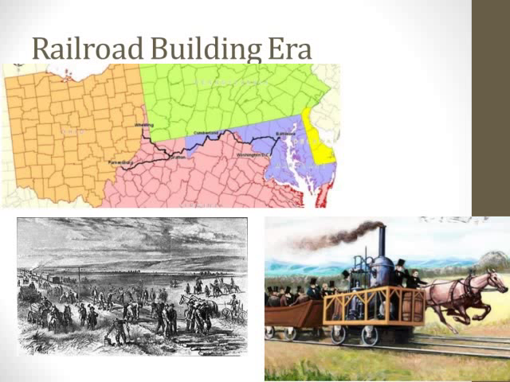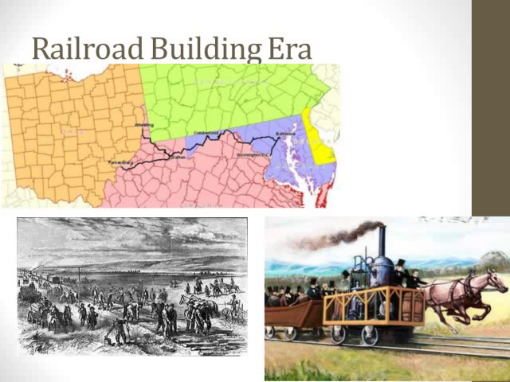What else connected east and west? Roads, canals. What connected north and south? Steamboats. What connected south and west? Steamboats. Anything connecting to the south, folks, is steamboats. Anything east and west? Roads, canals, railroads. So anything north and south, that's by water, that's steamboats. East and west, that's everything else. Everyone cool with that?